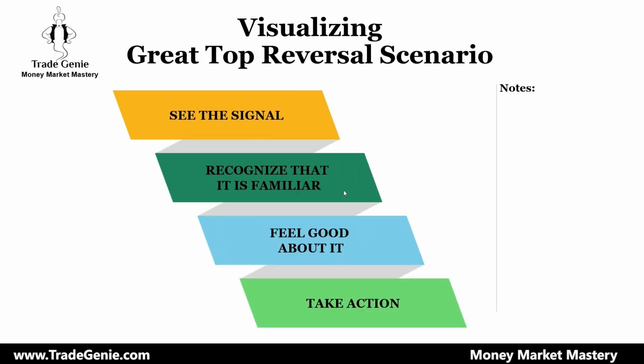You see the signal, and you need to go through this process. You see the signal, you recognize it's familiar, and you're feeling good about it. So you're feeling good about it inside, your internal signal. So this is your external signal, this is your internal signal. So external plus internal, just the way I'm telling. And then you take bold and courageous action. So this is visualizing the good way of analyzing things.